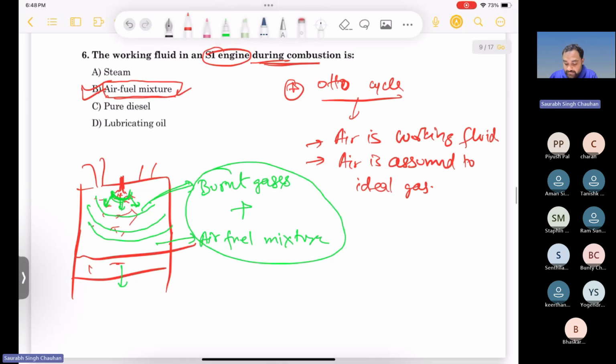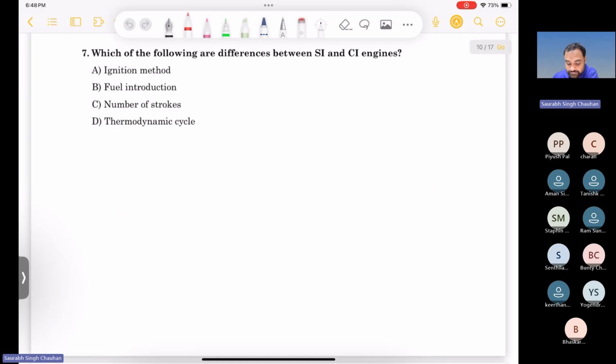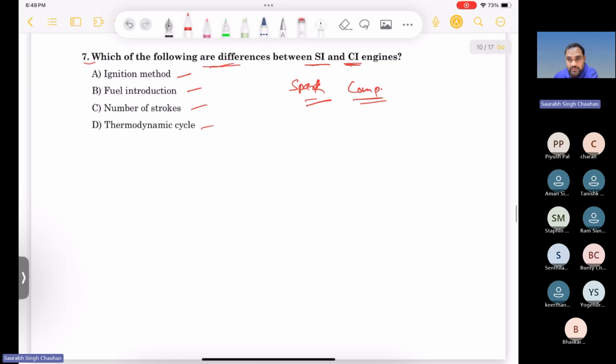So is that clear? I hope this is clear and we can move to the next question. Question number 7: which of the following are the differences between CI engine and SI engine? So spark ignition engine and compression ignition engine. So what are the differences? Ignition method, fuel introduction, number of strokes, or thermodynamic cycle?